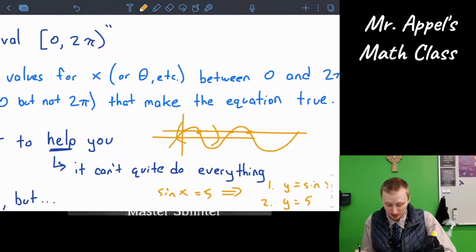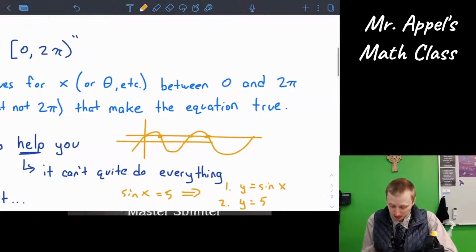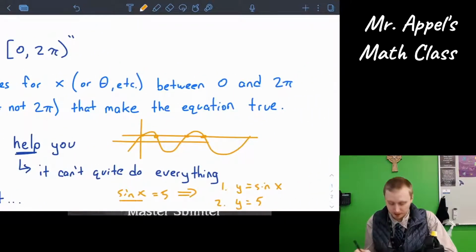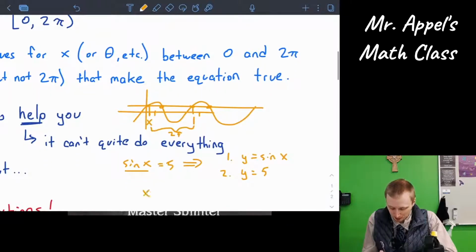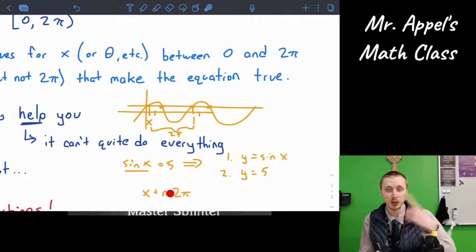If they don't give you that boundary, then you have to repeat yourself and think about the period. Sine of x repeats every 2 pi, so here to here is the same difference. This is your first x, and to the second one, this is 2 pi. So the solution is the first x plus any number of 2 pi: plus 1 2 pi, plus 2 2 pi's, plus 3 2 pi's.